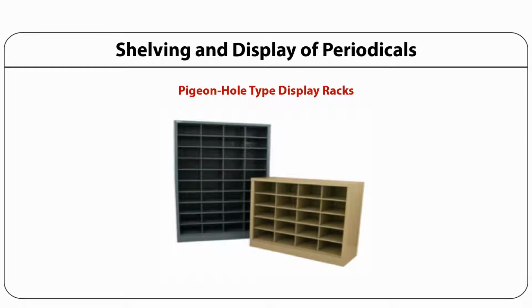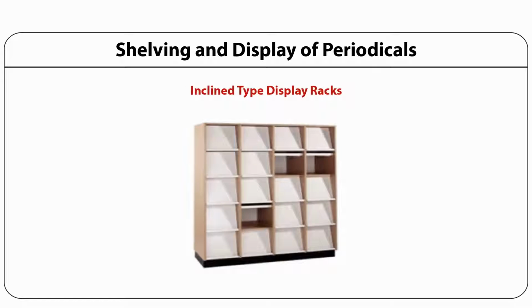Disadvantage of this system is that periodicals cannot be displayed properly because they are kept in the pigeonholes. Inclined type display rack. Inclined type of display rack is a box type of rack with a number of horizontal shelves, each covered with a wooden plank with an inclination to the shelf plank.